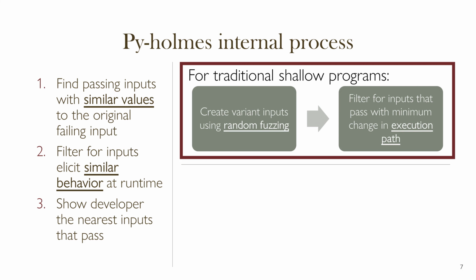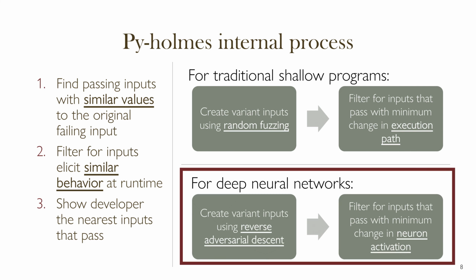If instead the program under test is a deep neural network, similar input values are found by adjusting the original input down the loss gradient with respect to that input. This process is identical to adversarial sample generation, except Pyholmes descends the loss gradient instead of ascending it. Next, those inputs are filtered for similar behavior by comparing the neuron activations they produce in the final embedding layer with those caused by the original input.